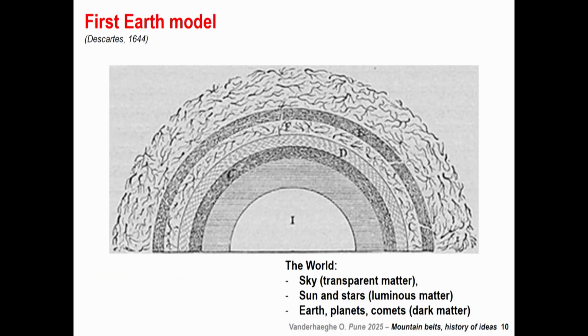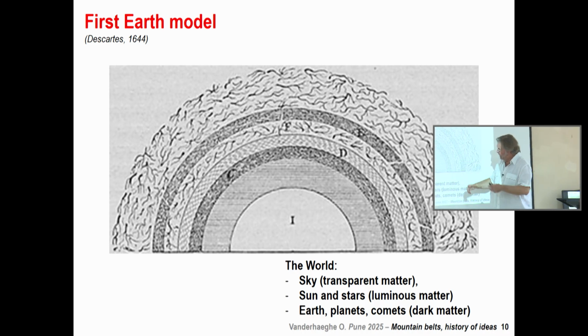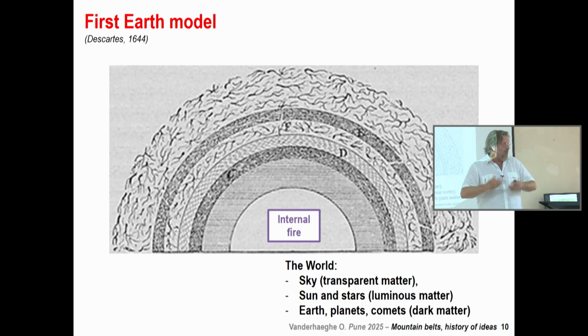The first Earth model, I like this one, Descartes, 1644. The world was made of, at the time he thought, sky, transparent matter; sun and stars, luminous matter; and Earth, planets and comets, dark matter. And for some reason, he put an internal fire at the center. What was his mindset at the time? Where does the idea of this internal fire come from? Volcanoes, right? Volcanoes. So imagine that there's something burning inside to feed these magmas. Put yourself into people's mindset if you want to understand their models and what is robust and not robust.